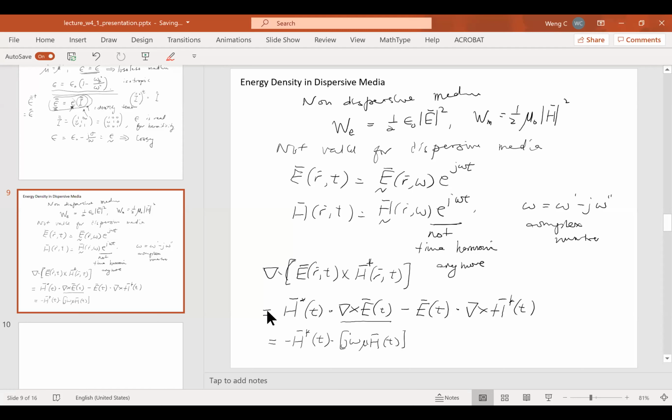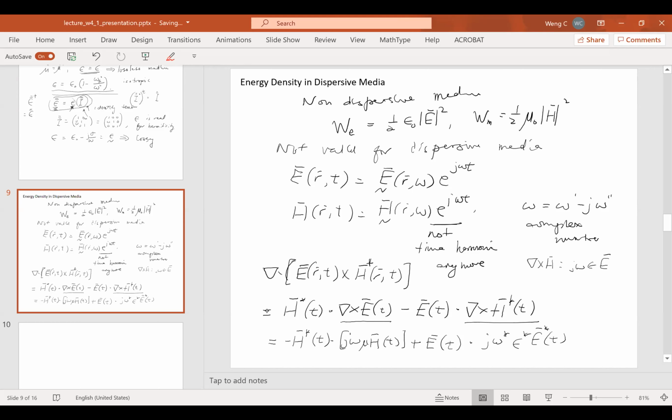okay? And then I use Maxwell's equation to substitute in for curl of H star. Okay, I would just get J omega star epsilon star E star, okay? So this equation should be derivable from Ampere's law, which is J omega epsilon E, okay, which is just given by that.